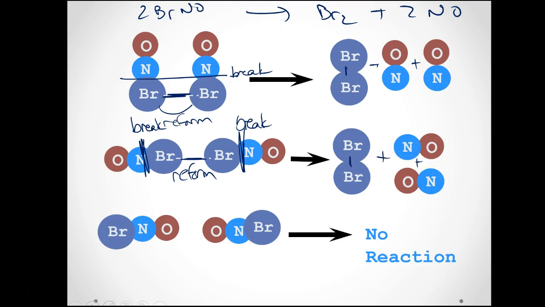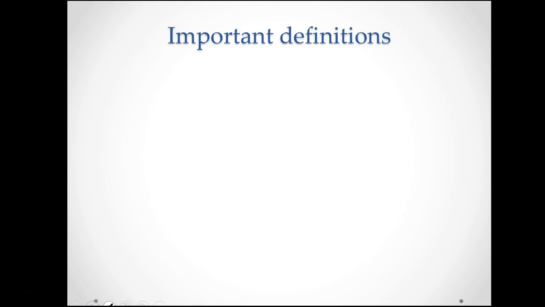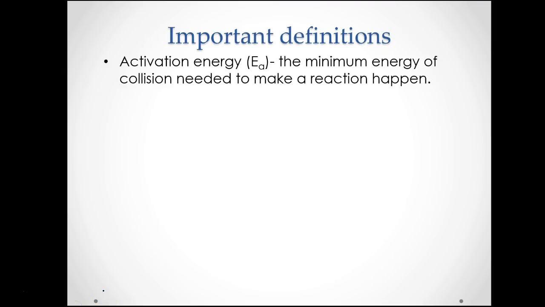However, if they lined up like this and they bumped right here, those Brs are so far away from each other, they're never going to form a bond. And the Os could potentially form a bond of some sort, but I'm not going to get Br2 and 2 NOs. This would be an orientation that is not conducive to reacting or producing a greater rate of reaction. So some important definitions for you.